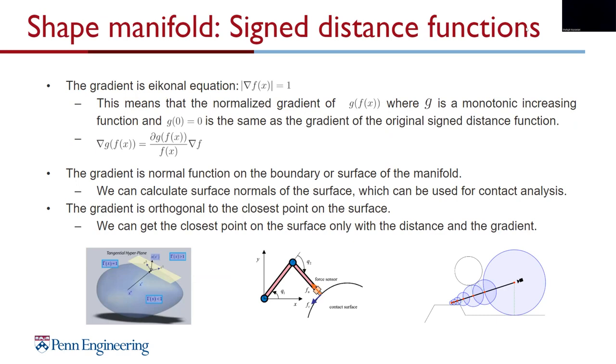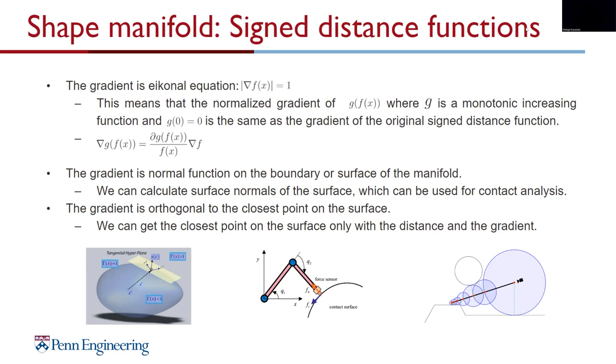So for example, if you have a monotonically increasing function that goes to the origin, which is called g, when you calculate the gradient of it, actually, oh, I forgot to put the partial part here. If you normalize it, the gradient is the same as the signed distance function. So this is actually a really nice property. If you have some function that mimics the signed distance function, then you can get this kind of nice gradient which can be used for collision avoidance.